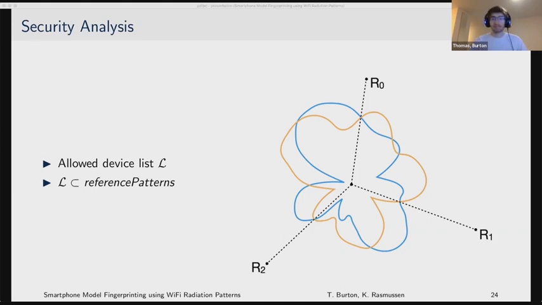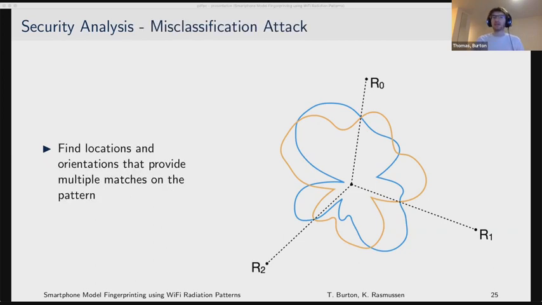And so for an attacker to be successful, the attacker must find or produce a pattern that matches on n endpoints a pattern from the allowed list, where n is the number of receivers, and we allow some tolerance. So we came up with two attack methods. First of all, a misclassification attack, which is the simplest form of the attack, and the idea of this is an attacker would try and orientate himself such that his transmissions would be mistaken for transmissions from a device on the device list.